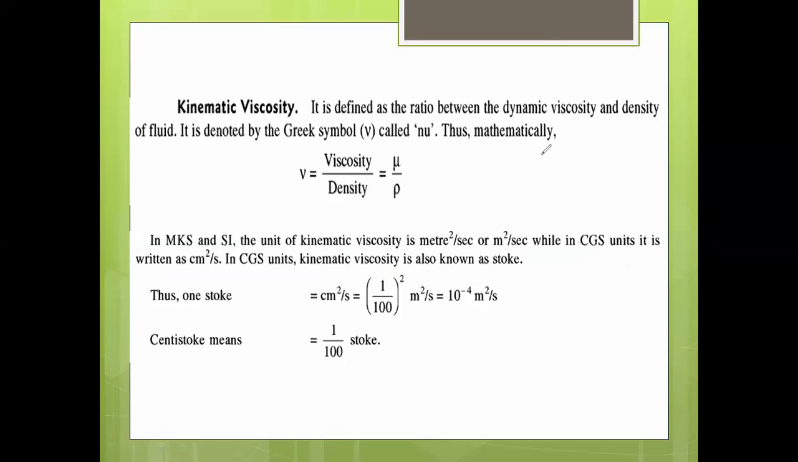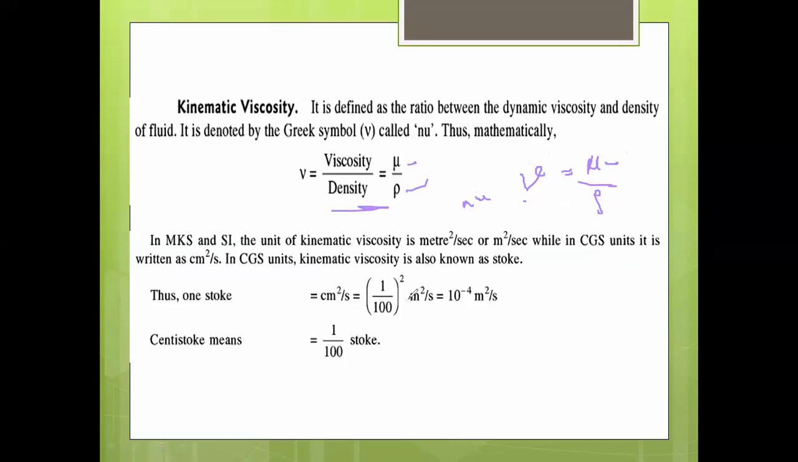Kinematic viscosity is nothing but the ratio of dynamic viscosity, represented by the letter nu. So nu is equal to mu divided by rho. That is, dynamic viscosity to the mass density of that particular fluid. So that is nothing but kinematic viscosity.